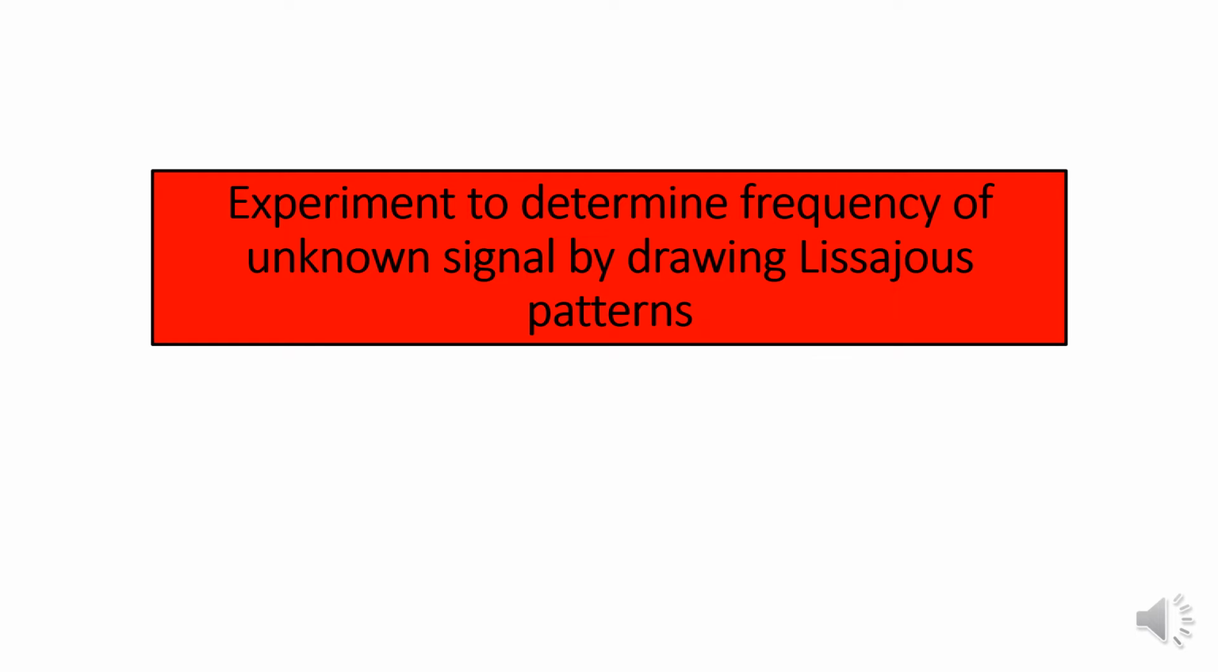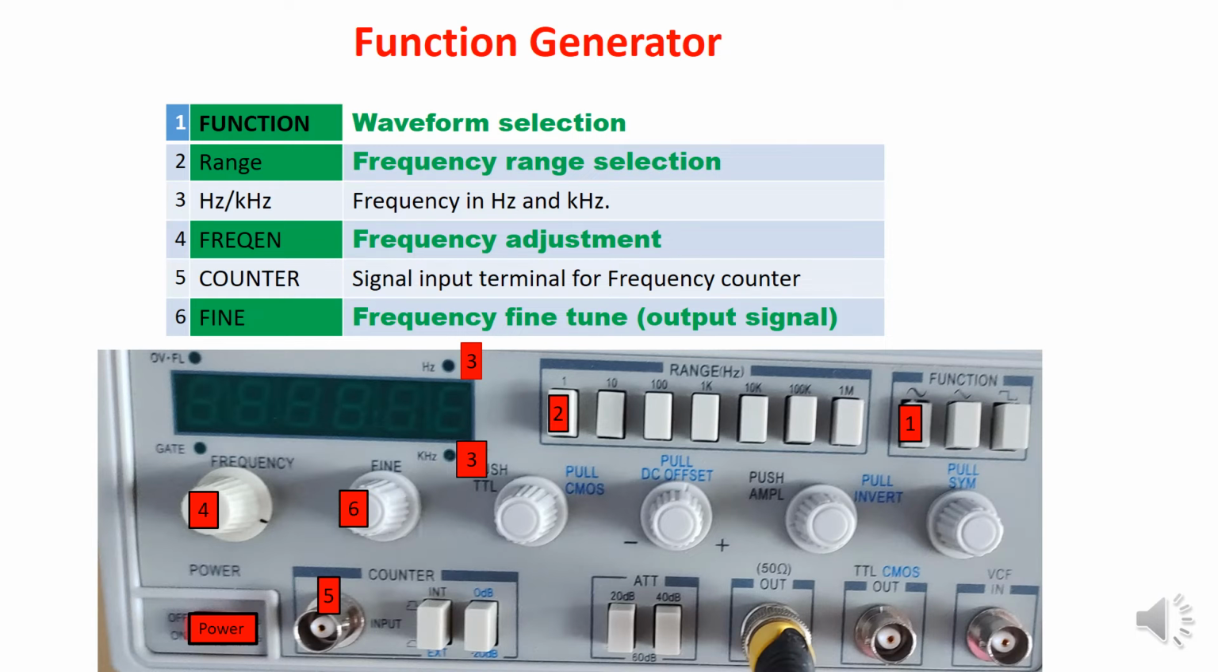This experiment is related to determining the frequency of an unknown signal by drawing Lissajous figures, or patterns, as you can say. In this experiment, we will use two function generators and one CRO. In the function generator we have different options, but we are using basically only a few portions of it.